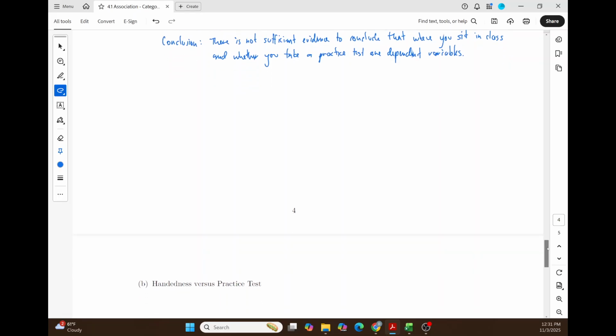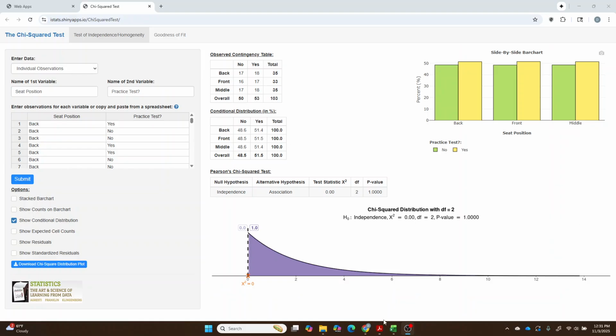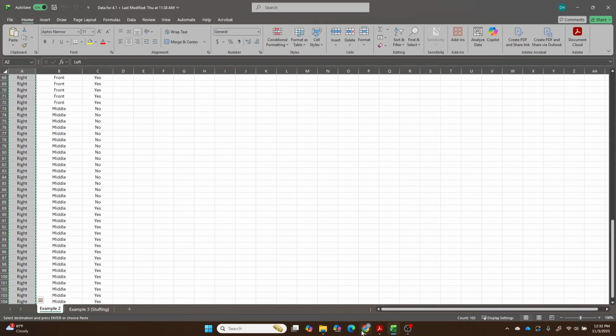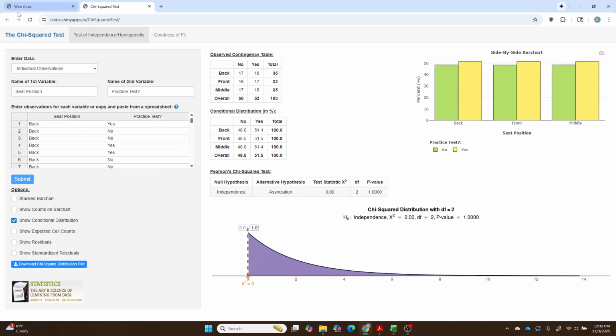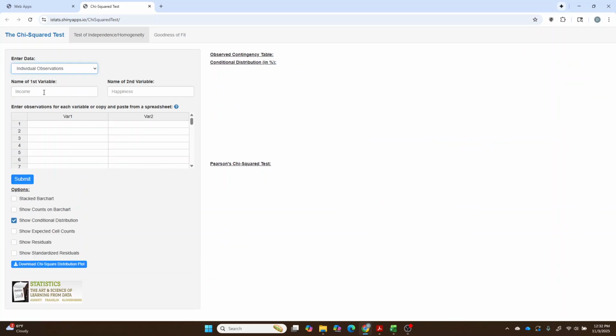Okay, let's do another one. Handedness versus practice test. So same scenario, right? This time we want to look at whether or not your handedness affects whether you took the practice test, right? Are left-handed people more likely to take it or something like that? Well, there's only one way to find out. So we'll run the test. Let's select the data, copy it, and refresh the page so that we can run a new test.